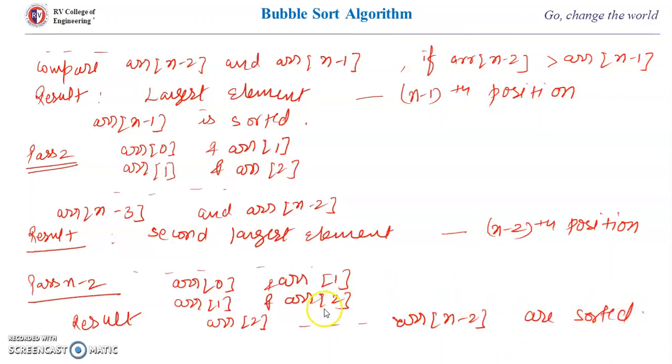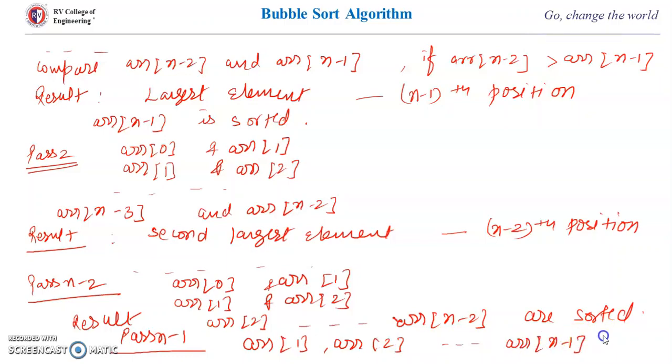And then in pass n minus 1, what happens? Same thing, 0 with 1 will be compared, 1 with 2 will be compared, 2 with 3, like that, and then the result will be array 1, array 2 till array n minus 1 are sorted. Okay, so if I have total n elements, how many passes are required? Total n minus 1 passes are required.